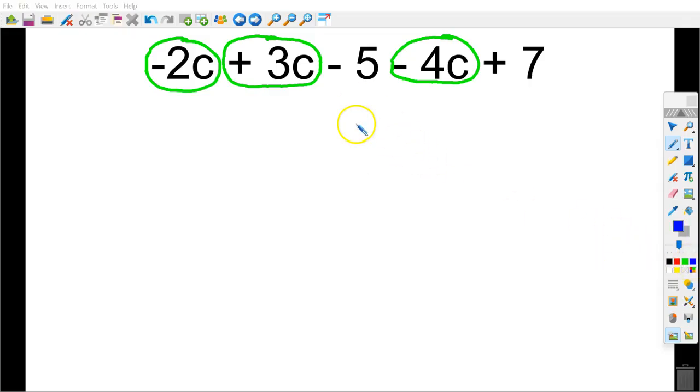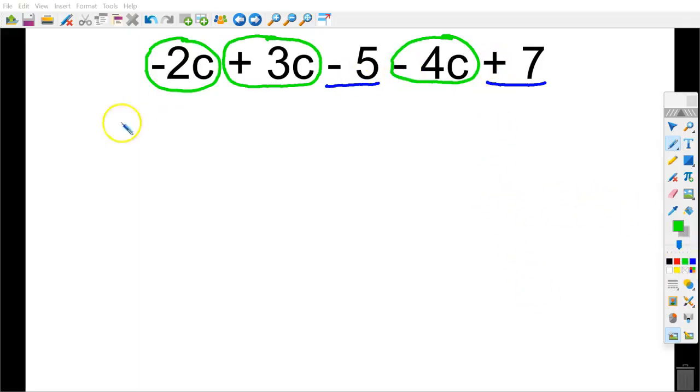Now I'm going to underline the other like terms. I have the constants. That is a number without a variable. So I have a negative 5 and I have a positive 7. Okay? Notice what I did here. I circled the signs in front of them. That tells me what to do when I write it out.